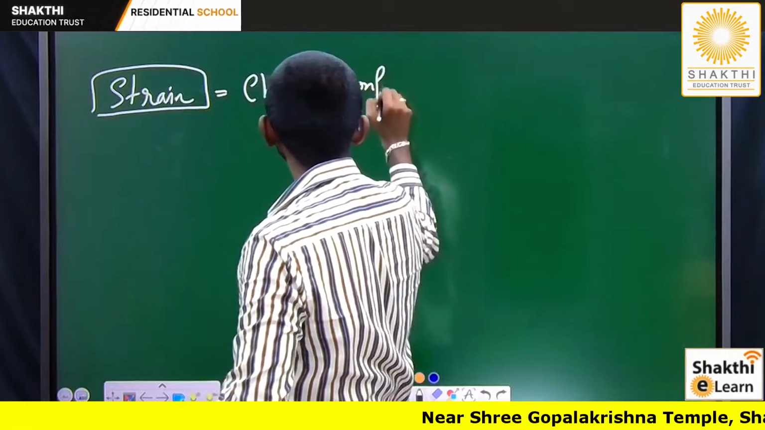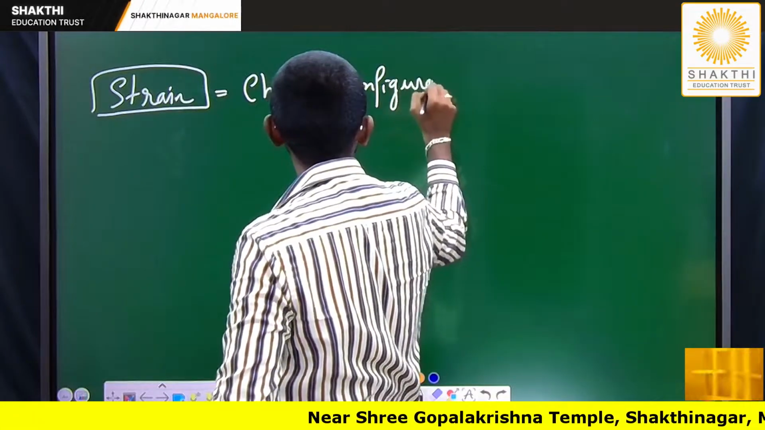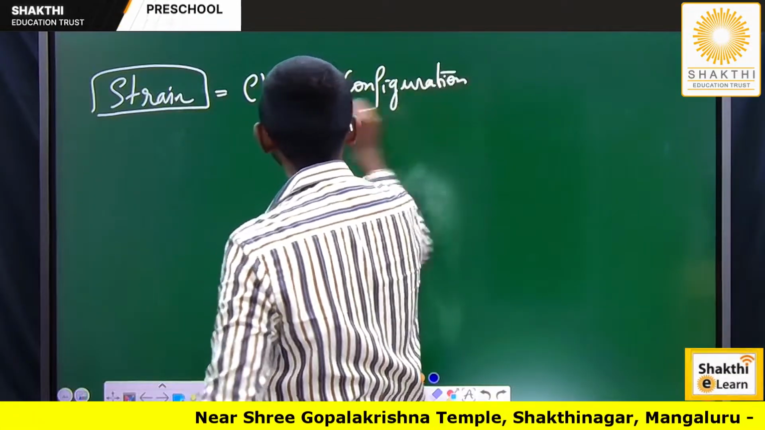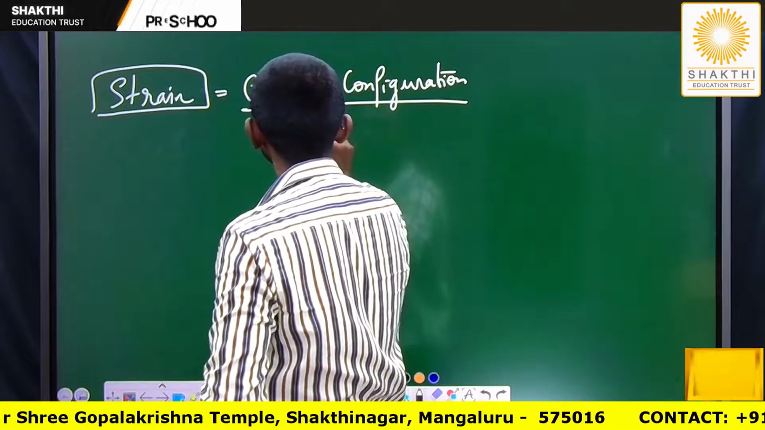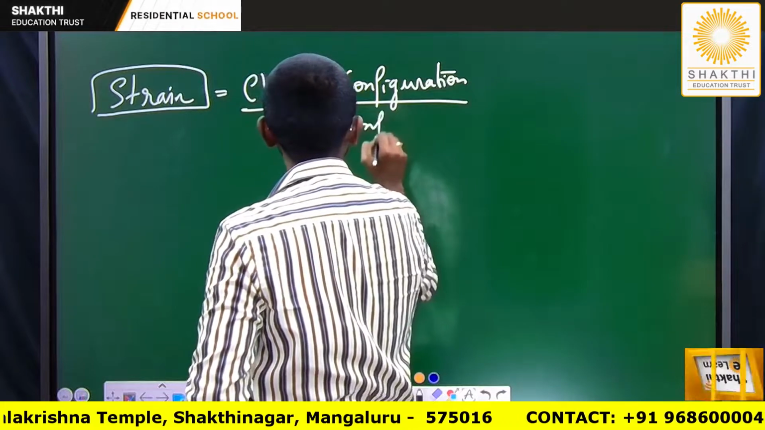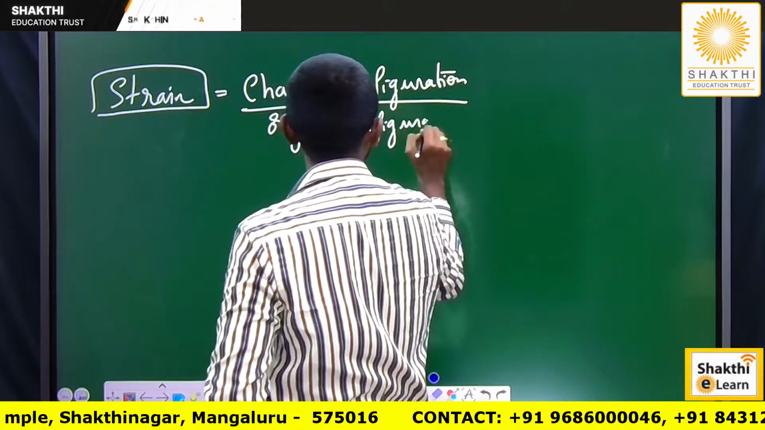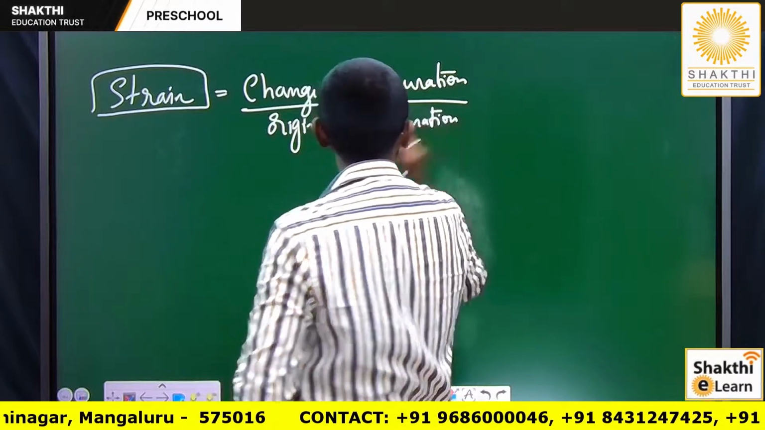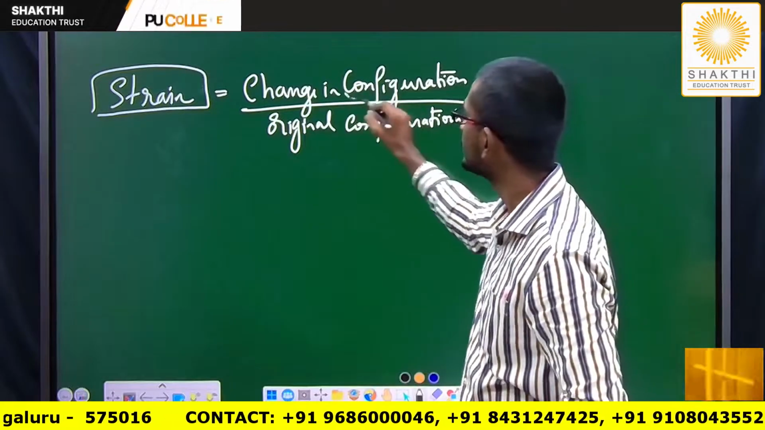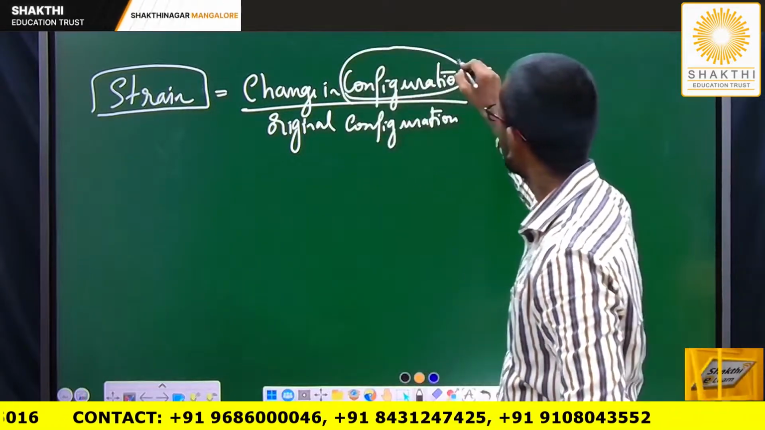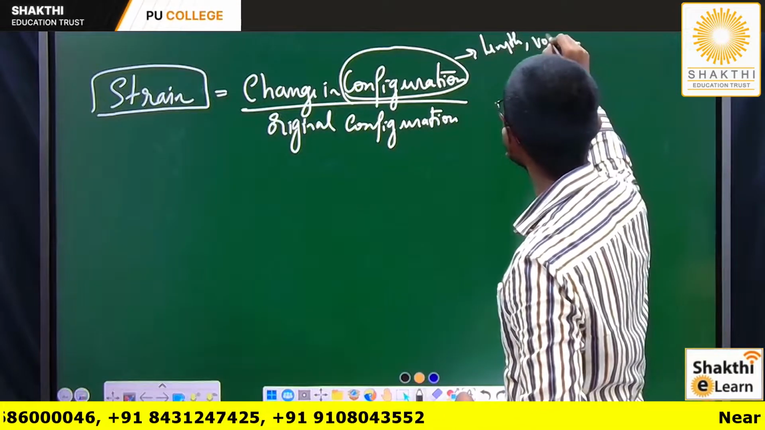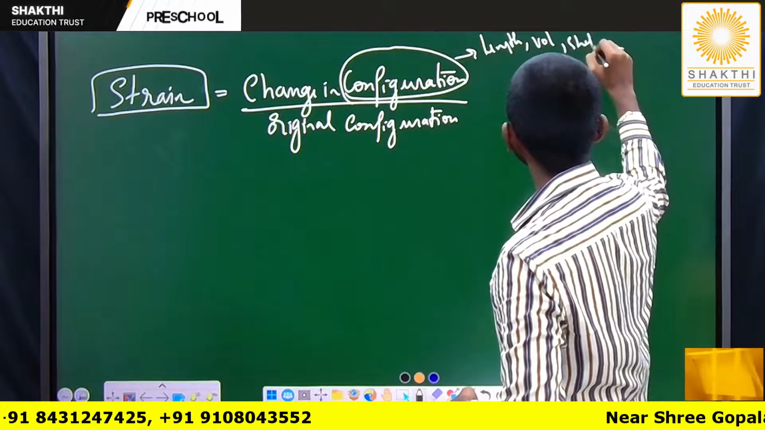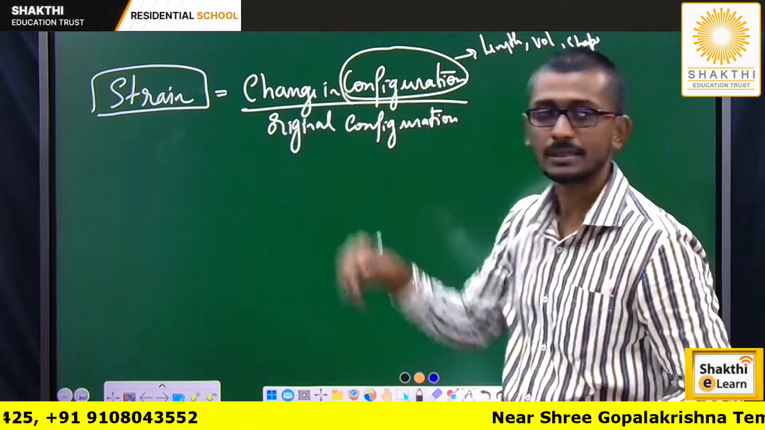Change in configuration to the original configuration. Now what is this configuration? What do you mean by configuration? So the mechanical property mainly deals with the three configurations. Correct? One is in terms of length, in terms of volume, and in terms of shape. If any one changes, then that is nothing but that's a strain.